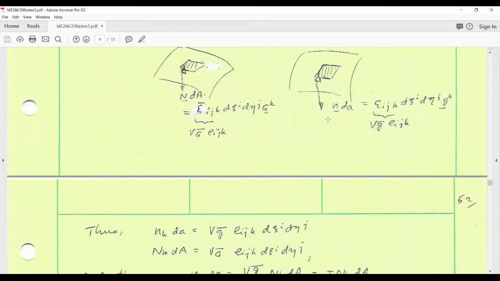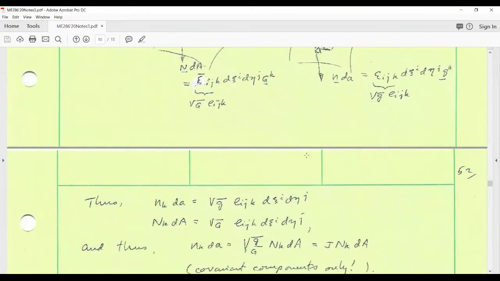So from this expression here, we can read off the covariant components of this equation. It would just be n sub k dA. So n would be n sub k small g super k, right? Read off the covariant components here, you just get what's shown here. Do the same thing here. Use N as N sub k capital G super k. So you read off the covariant components of this equation, and you get this. These two things are common to both equations.